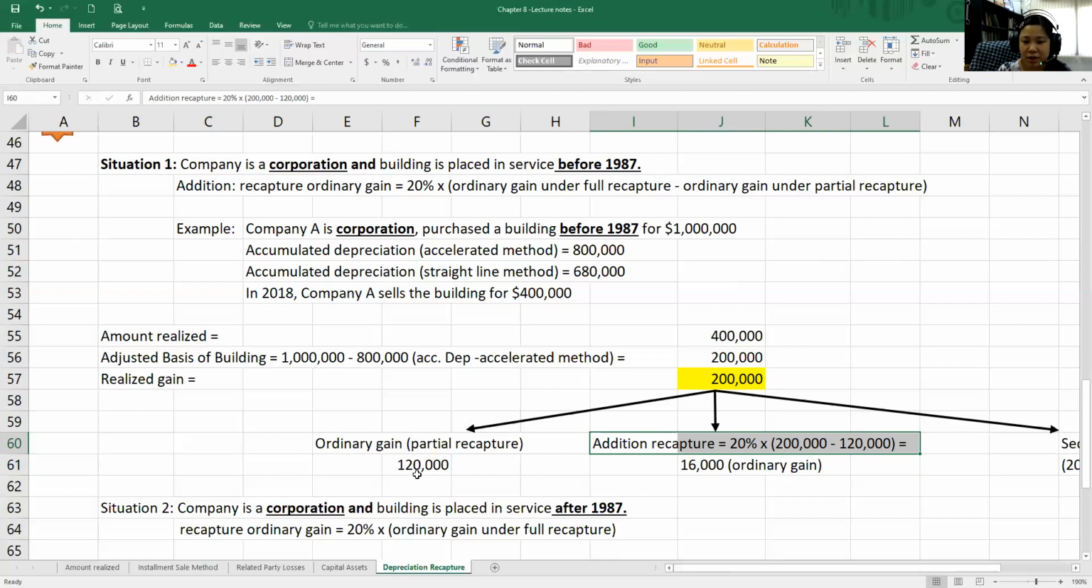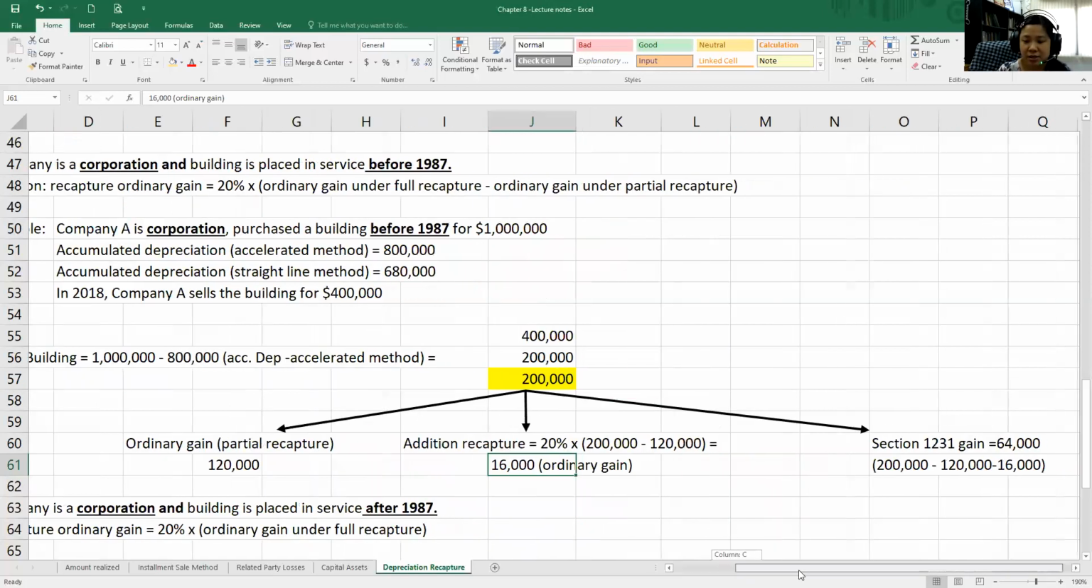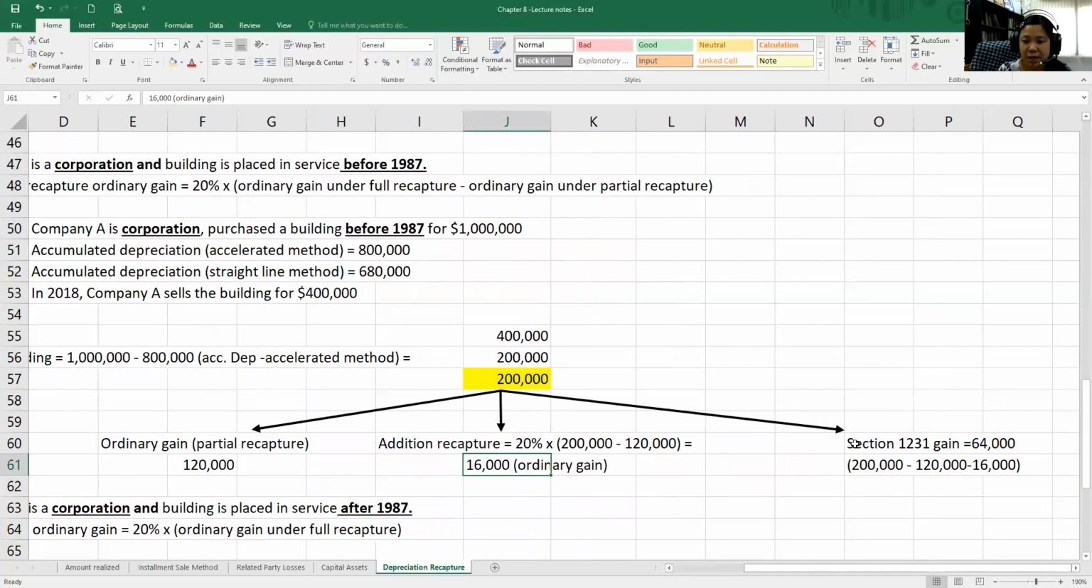So the total ordinary gain will be 120,000 plus 16,000, which is 136,000 ordinary gain. And the rest would be 64,000, which is Section 1231 gain. So we take 200,000 minus 120,000 minus 16,000, and that gives us 64,000.